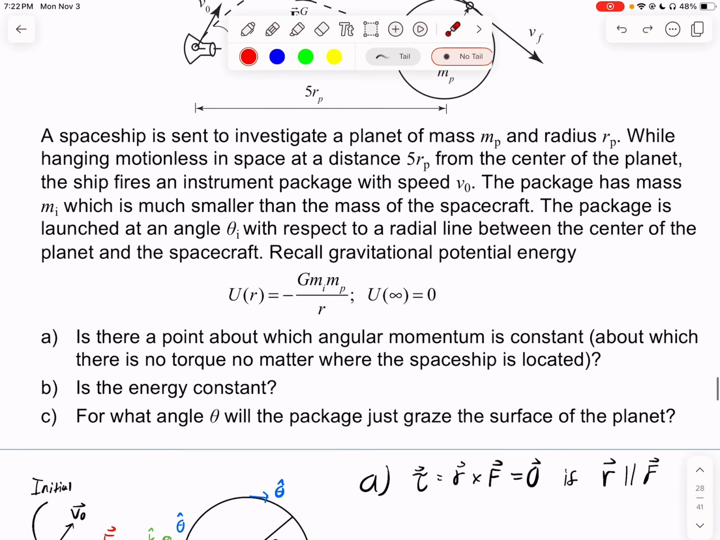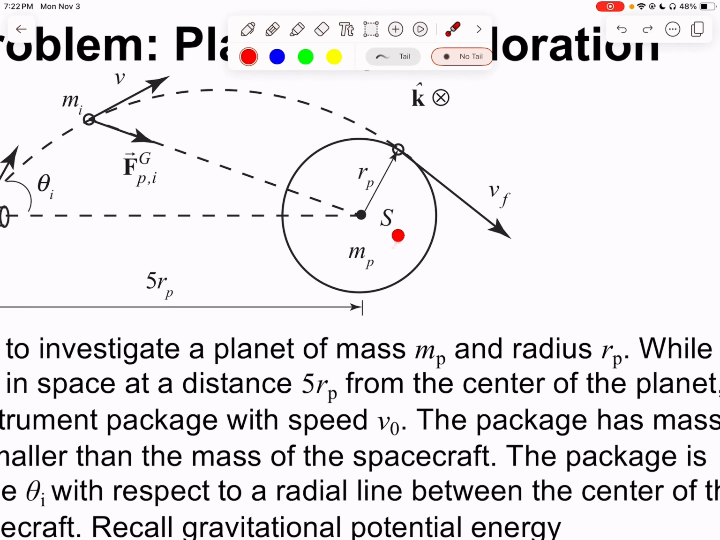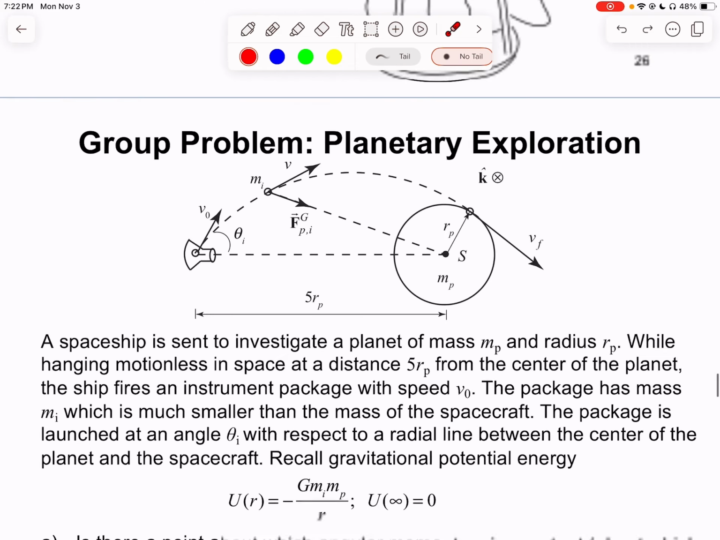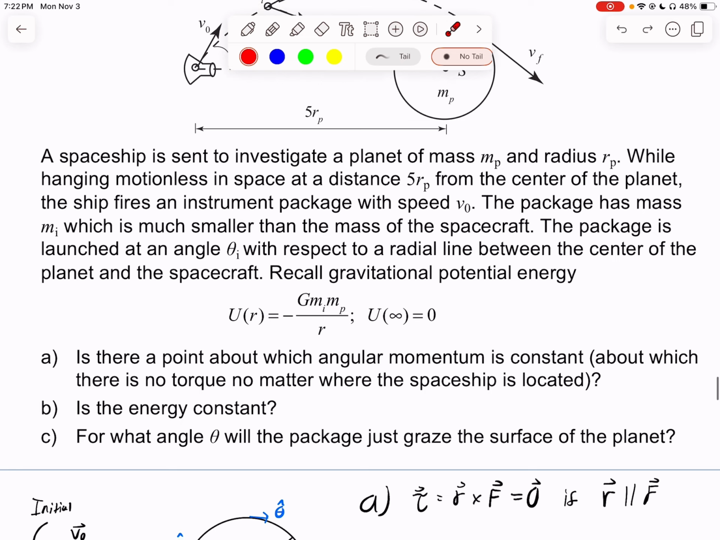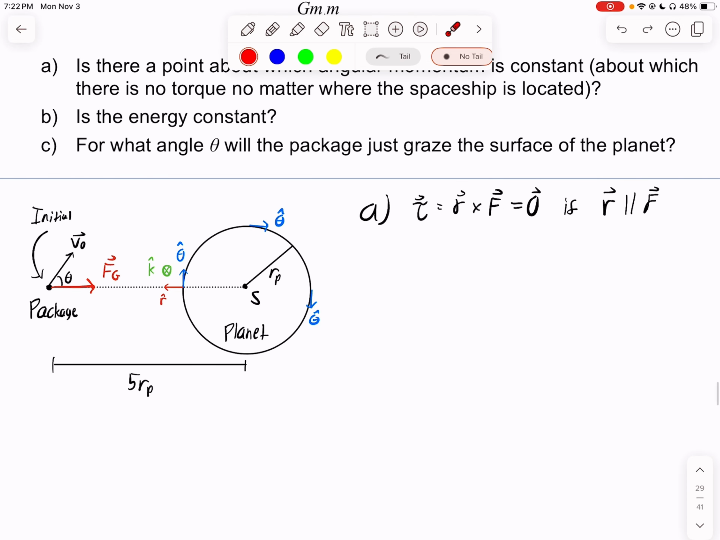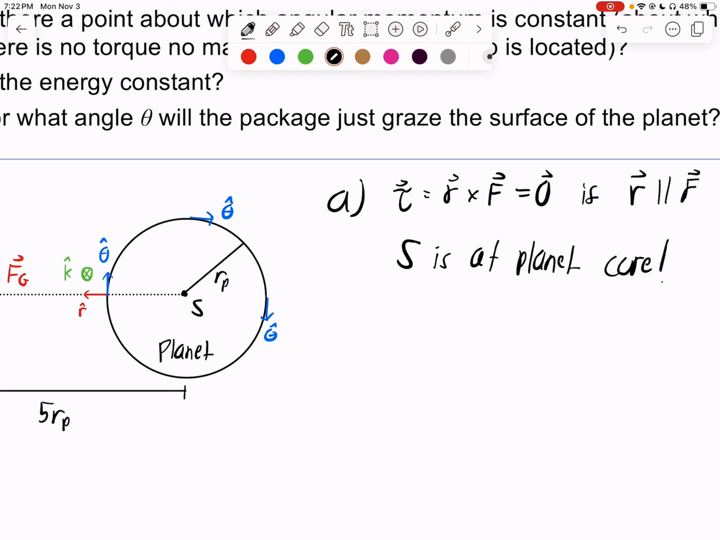It was just annoying in class because they already drew it on the diagram at the start. So they gave you the answer basically before they even asked you a question. I don't know what's up with these people, but okay. So S is at the planet core.